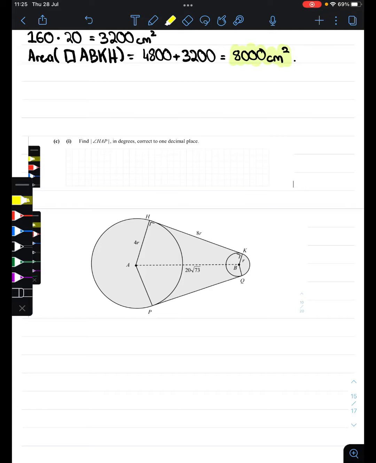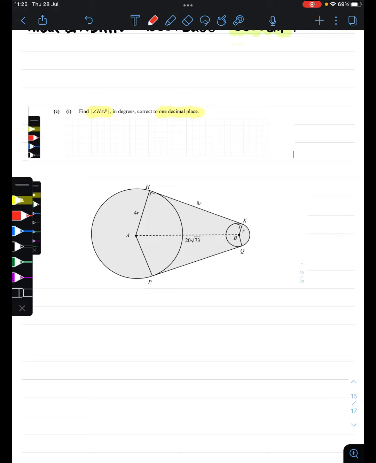All right, now on to part C, part 1. Find the angle HAP in degrees to 1 decimal place. All right, well, what is HAP? Well, it's this angle here.